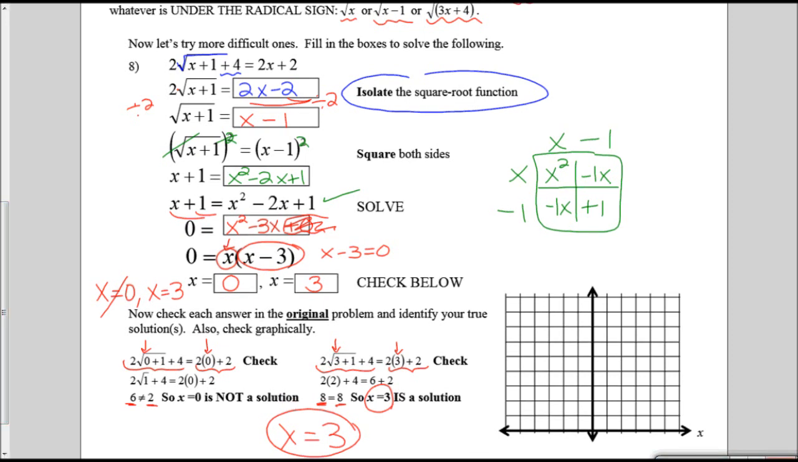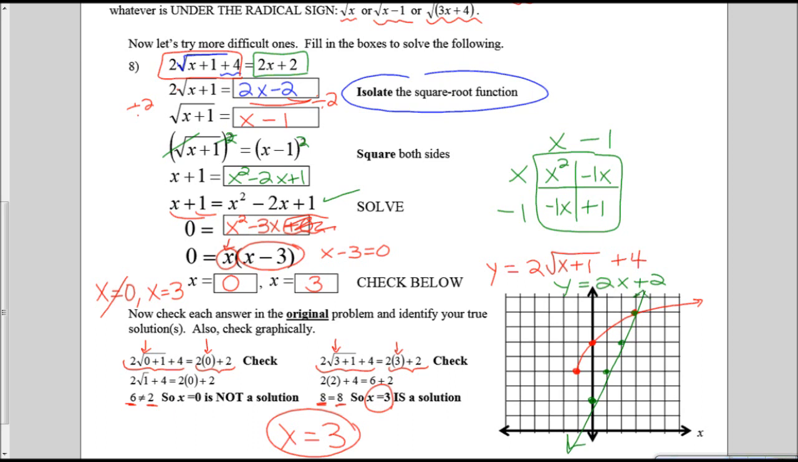The other way I could have solved this equation, or checked to see if it was correct, would be to graph the original problem. So on my left side, I have y equals 2 times the square root of x plus 1, plus 4. So this is going to be a square root shape, moved 1 to the left and up 4. And then it's going to have my vertical stretch by 2. So there's that one. And then on the right side of my equation, I had y equals 2x plus 2. That's a line with a y-intercept of 2 and a slope of 2, so I go up 2 over 2 each time.